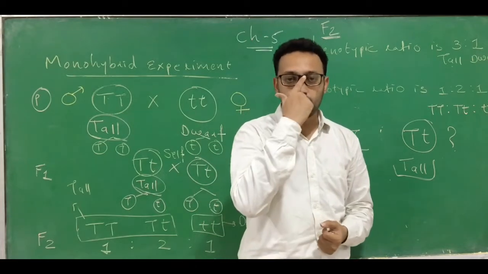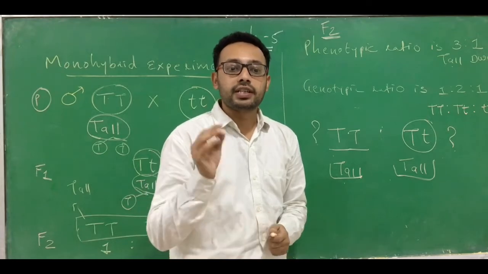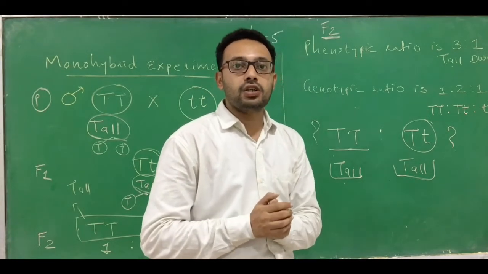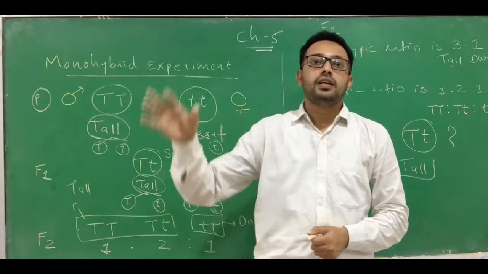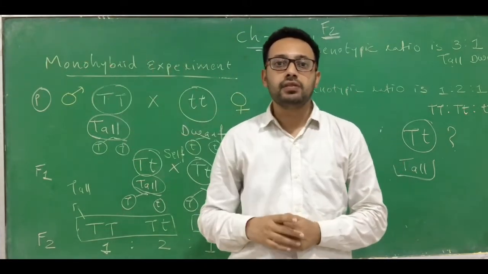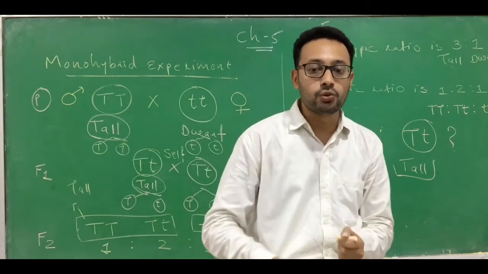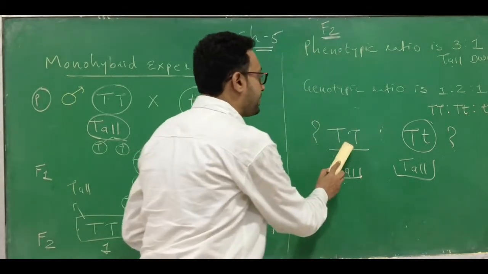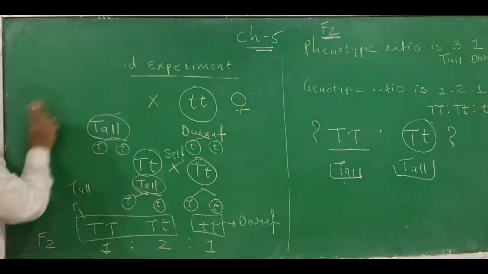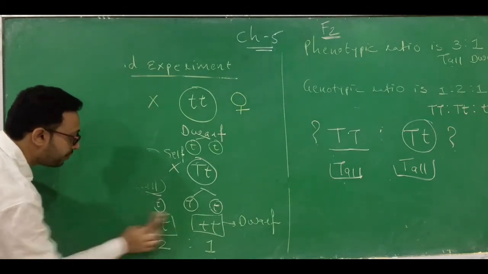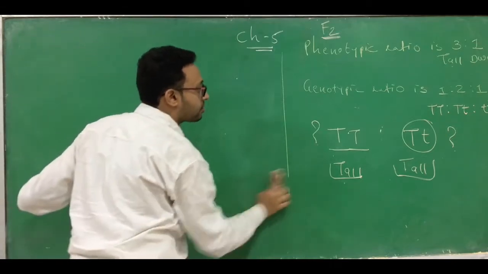That we can come to know by a method called test cross. What is a test cross? In a test cross, we have to cross it with a homozygous recessive, and then we obtain the result. I will show you how you can come to know whether it is capital T T or capital T small t. This is based on the assumption method. I will explain with the assumption method, and then I will explain what is the meaning of a test cross.